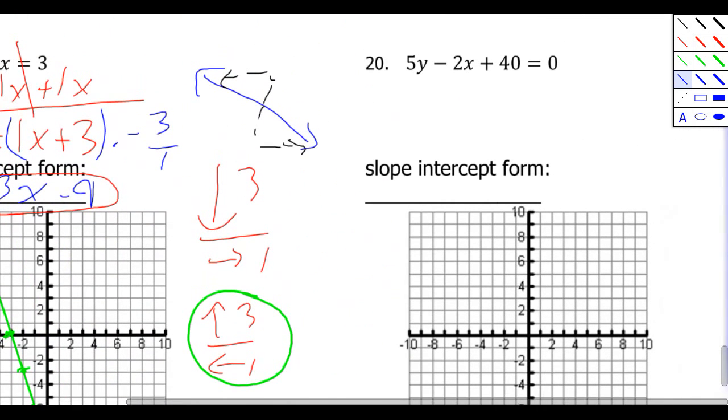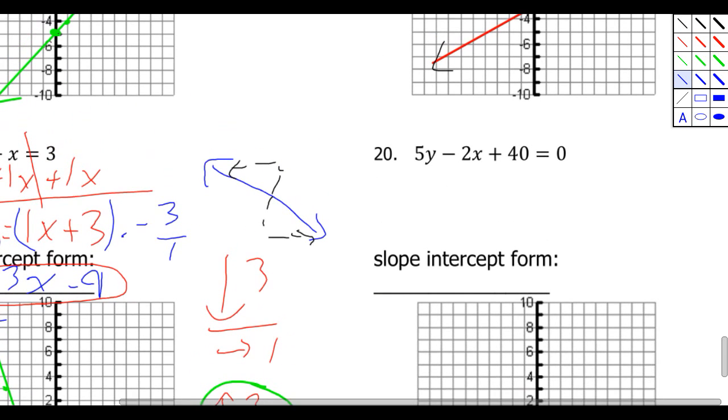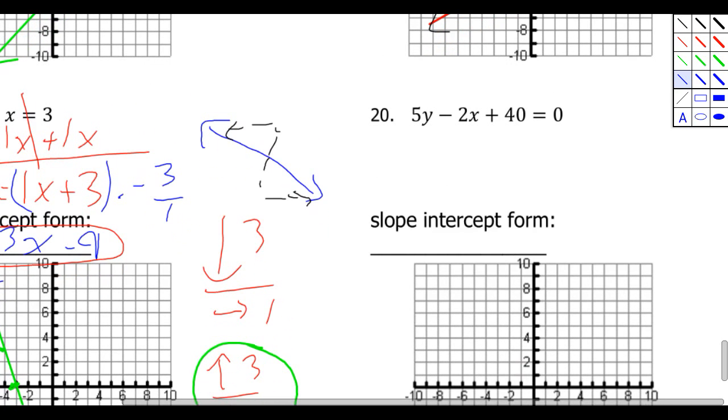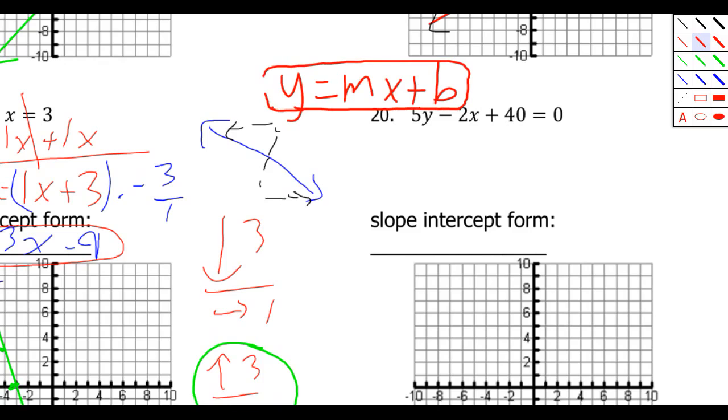Alright, last, certainly not least, number 20. We have a bit of an issue here because we want what by itself? For slope intercept form, we need y equals mx plus b. Yes, feel free to start singing the song. Hopefully it's stuck in your head. That was the point. Didn't I pick a good song?